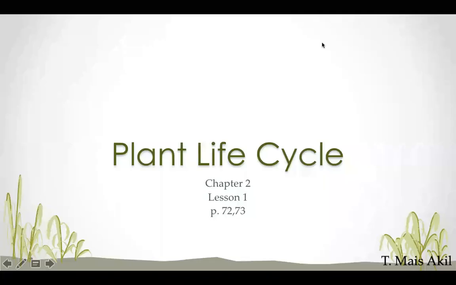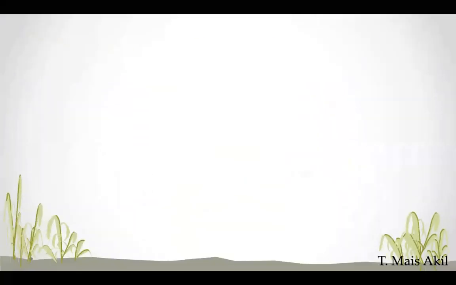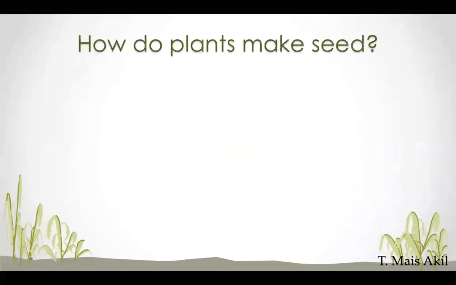Hello everyone. Today we are going to complete our previous lesson on the plant life cycle in chapter 2, lesson 1, pages 72 and 73. In the previous lesson, we said that the plant life cycle begins with a seed and the seed grows into a new plant. Today we are going to see how the plant makes the seeds. How do plants make seed?